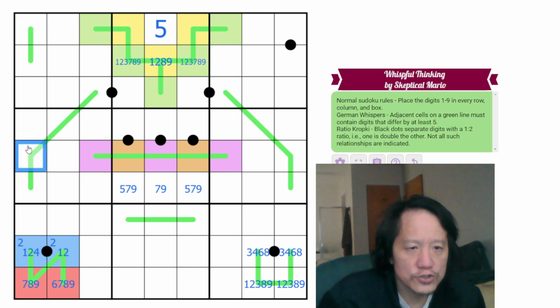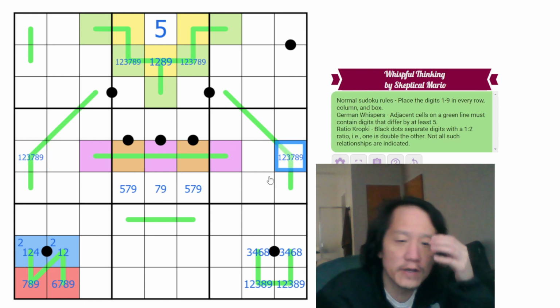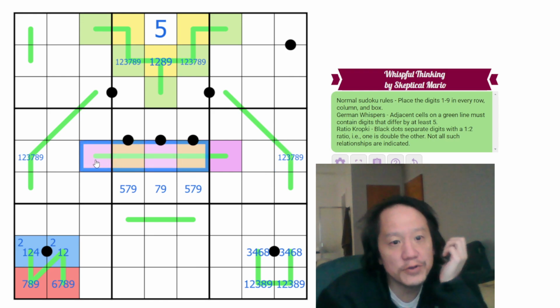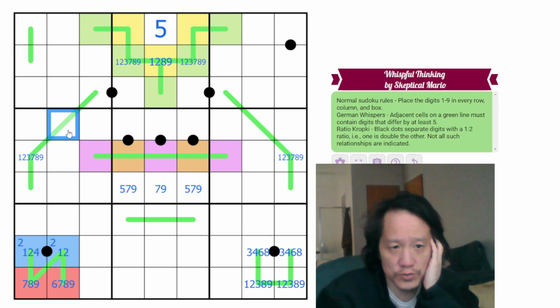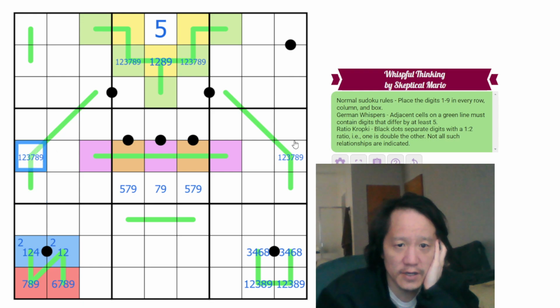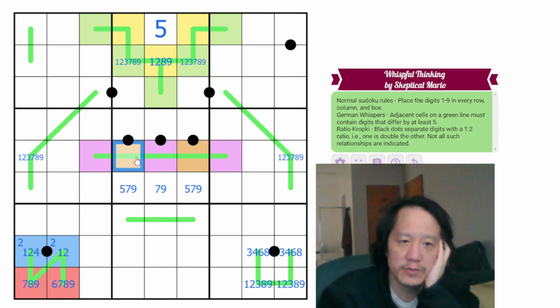This is next to 2 unique numbers, so this has to be 1, 2, 3, 7, 8, or 9. This is also 1, 2, 3, 7, 8, or 9. And these are unique numbers. Okay, yeah, so this is next to 2 unique numbers, so it's 1, 2, 3, 7, 8, 9. This is next to 2 unique numbers on a German whisper line, so it's 1, 2, 3, 7, 8, 9. Where are the 4 and the 6 going to be? Well, this is next to 2 unique numbers, it can't be there. These are next to 2 unique numbers, it can't be there.